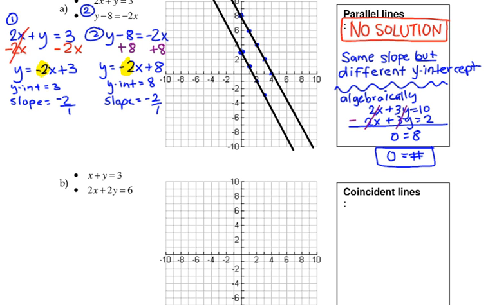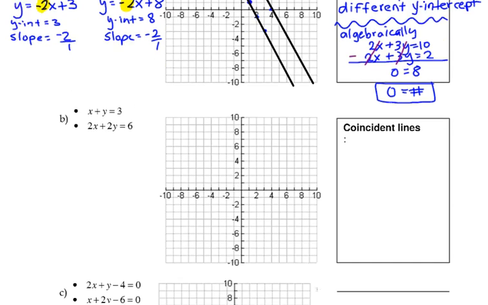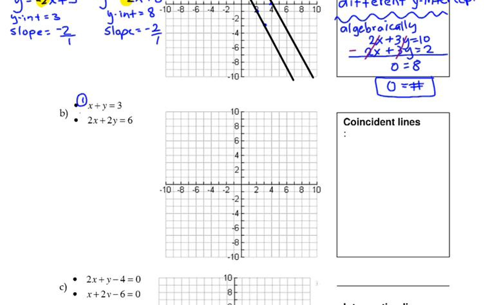Or which part? This part here? 0 equals a number? No, you could just figure out by changing them to y equals to figure out if there's no solution. I'm just saying if you were working through it algebraically and you get to that, then that's how you tell. Okay? All right, so can you please graph both these lines?